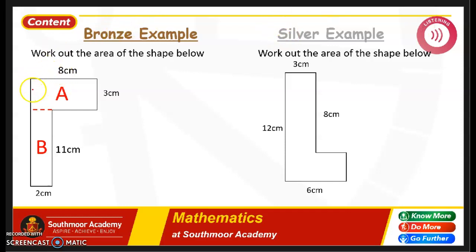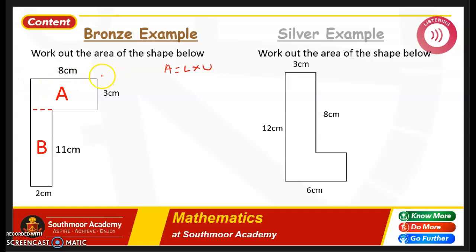Because there's no specific formula for this shape, we're going to have to break it up into shapes that we know how to calculate the area of. So what we've done is we've broken it up into two rectangles, rectangle A and rectangle B. Now to calculate the area of a rectangle, we know it is length times width.